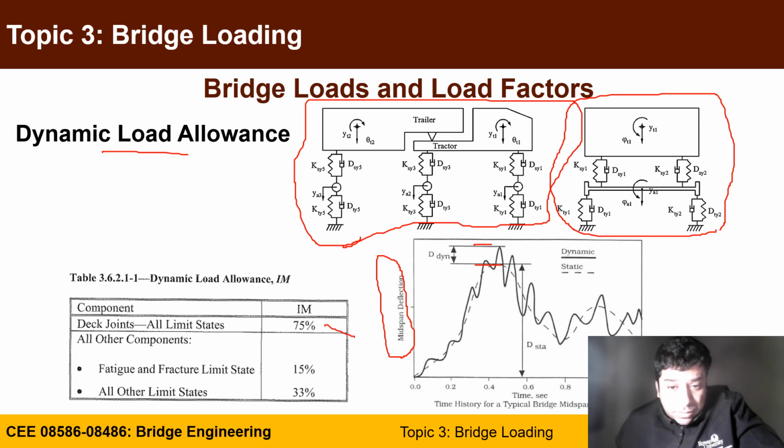And as they are based on the elemental components, for example, if you have bridge joints, the tire is very close, it has an adverse effect on those joints, so you amplify by 75%, while for other substructure, fatigue and fracture limit state, you use 15%, and other limit states use 33% amplification.